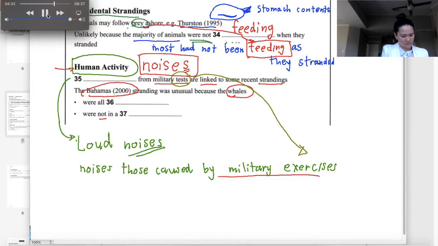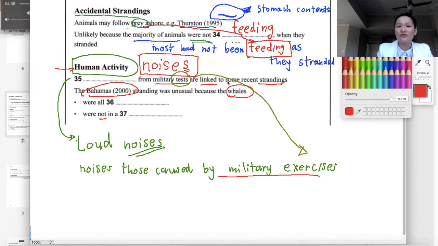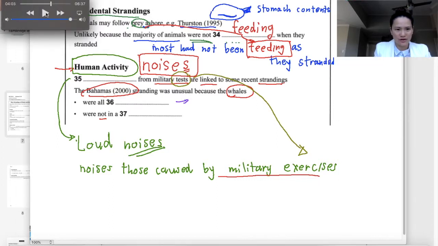A final theory is related to group behavior. Okay. Did you hear it? Because it's unusual because all of them are... You hear the one? They said that all of the animals. Okay, for number 36, you hear this one. All of the animals were healthy. Can you pick up that word?